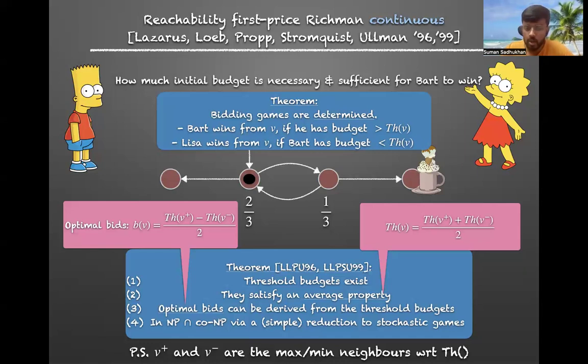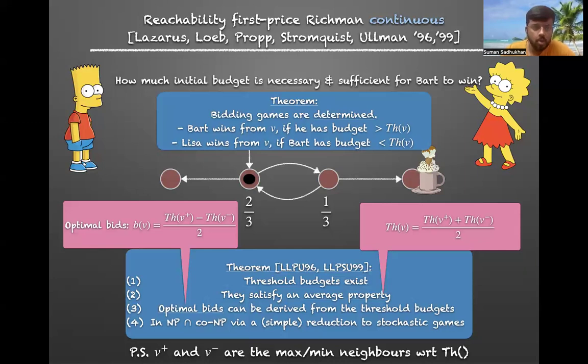From this we also get how much one player has to bid at a vertex, irrespective of whatever budget he has, as long as the budget is greater than or equal to the threshold at V. His optimal bid is always the threshold at V plus minus the threshold at V minus, divided by 2. And we can compute this threshold budget by a simple reduction to a stochastic game, and computing the threshold budget is in the intersection.